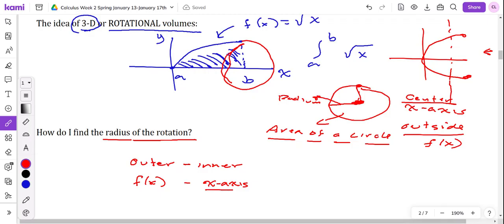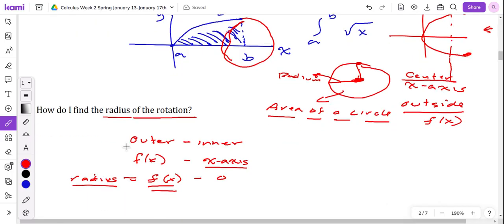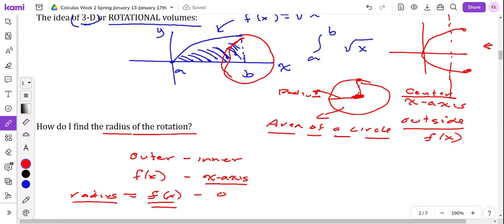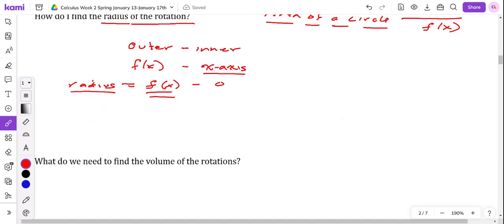Well, the x-axis is going to be 0 right now, so we really have f of x minus 0. So we know the radius of this circle is going to be f of x right now, because we're just sitting on the x-axis all the time. All right, so that's the basic idea. I know it's super, super hard to visualize. I get it.